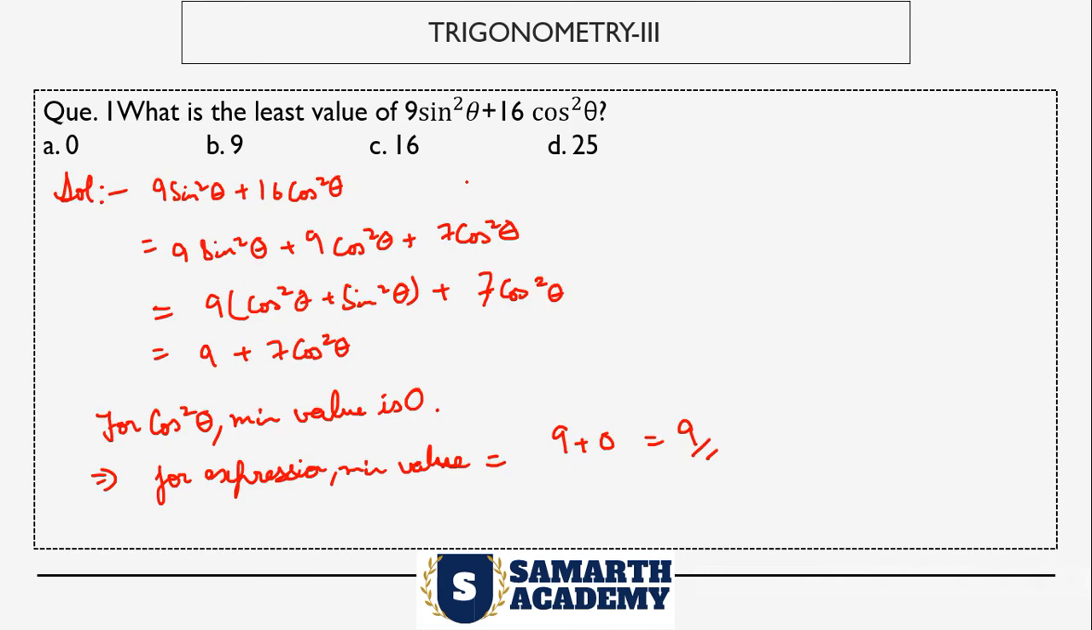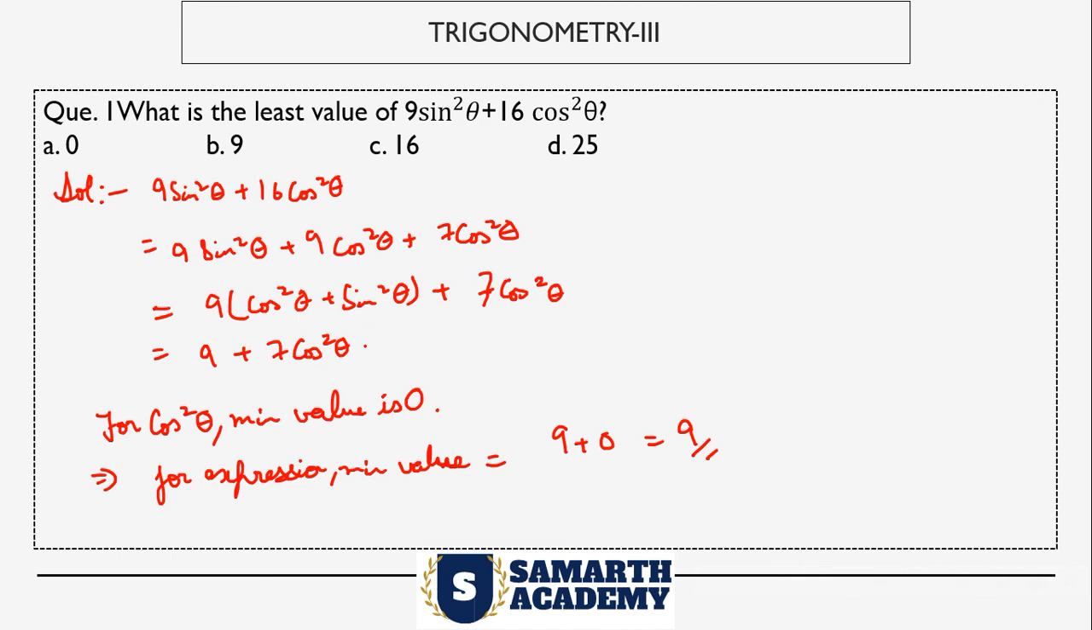What is the least value of 9 sin²θ + 16 cos²θ? In the expression itself, we see that if we take 9 sin²θ plus 9 cos²θ, the overall expression becomes 9 + 7 cos²θ. So this 9 will always be 9 irrespective of theta. The 7 cos²θ is where we can leverage either making it minimum or maximum.